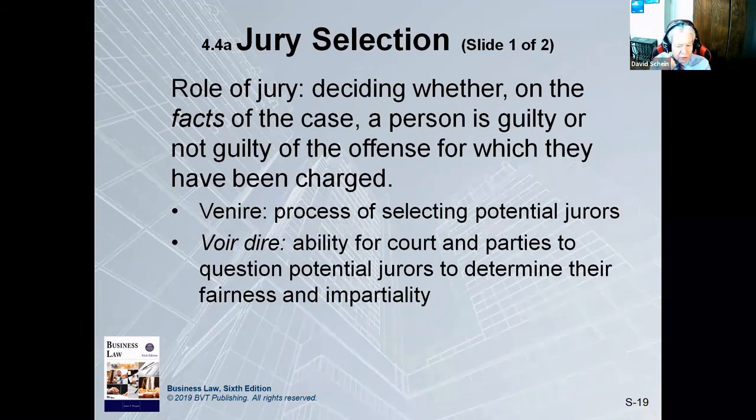And that is called the voir dire. Voir dire is the correct pronunciation. It's rarely used in Texas. Here in Texas, you're going to hear every pronunciation under the sun for voir dire.